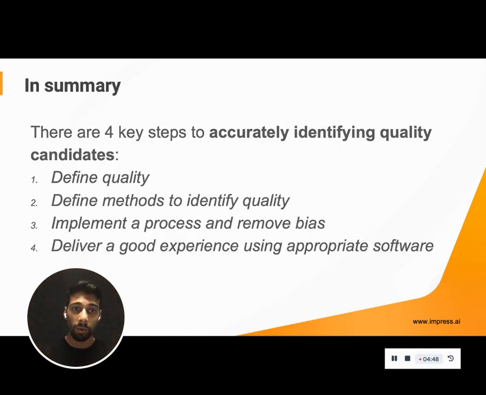In summary, the four key steps to accurately identify quality candidates: first, define quality; second, define methods to identify quality; third, implement a process and remove bias; fourth, deliver a good experience using the right software application.